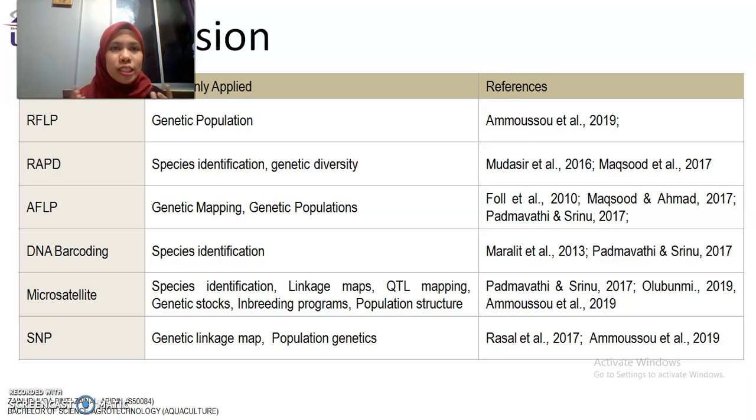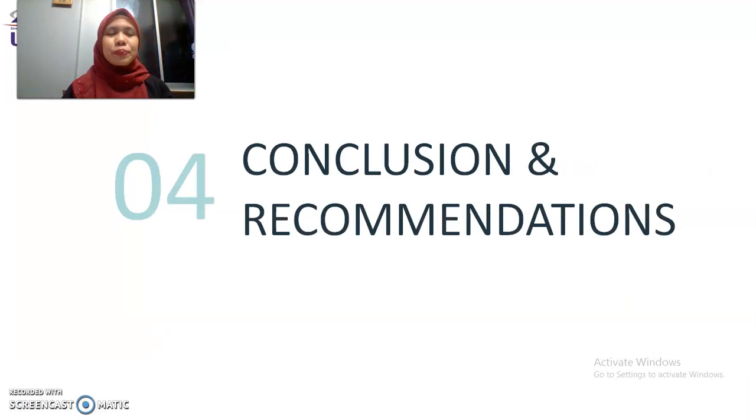Through this review, RFLP is commonly applied in genetic population, RAPD is commonly applied in species identification and genetic diversity, AFLP in genetic mapping and genetic population, DNA barcoding in species identification, microsatellite in species identification and linkage map, QTL mapping, genetic stock, breeding program and population structure, and the SNP marker is commonly applied in genetic linkage and population genetics.